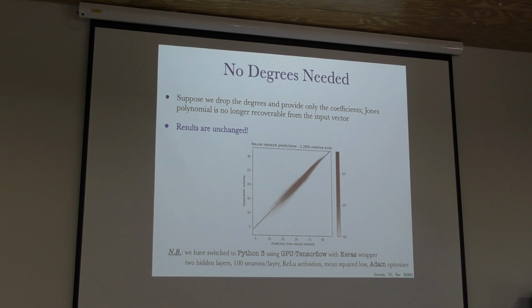Because you're just feeding the coefficients, why can't we recover the Jones polynomial? Oh, because the degrees, oh, I see, the degrees are fed in separately. I see.